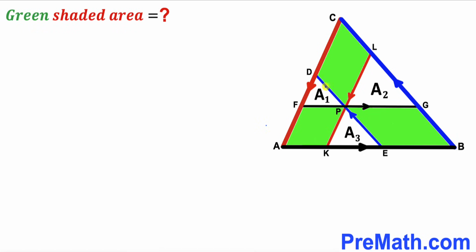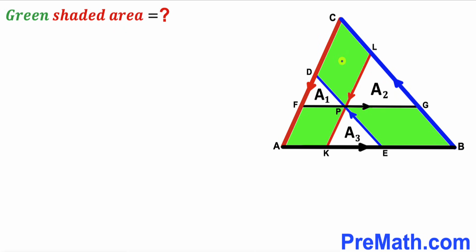Welcome to PreMath. In this video, we have got this big triangle ABC along with these line segments FG, the line segment DE, and this line segment KL, as you can see in this given diagram, such that FG is parallel to AB, DE is parallel to BC, and finally KL is parallel to side AC.